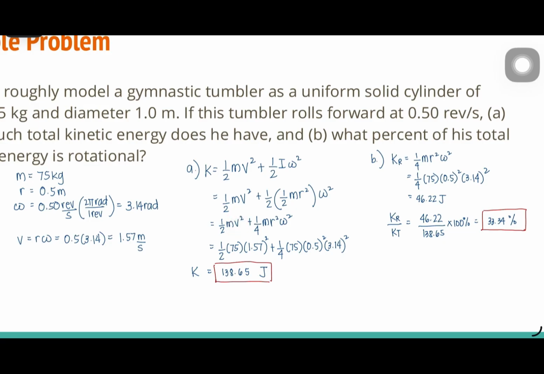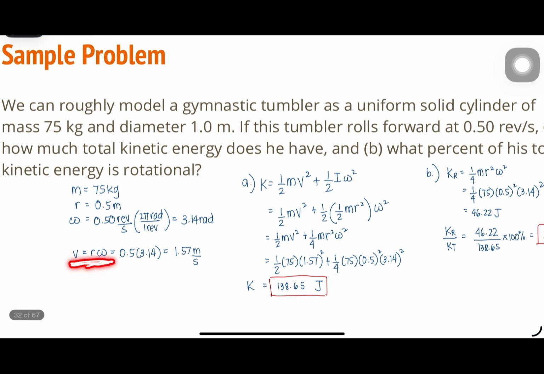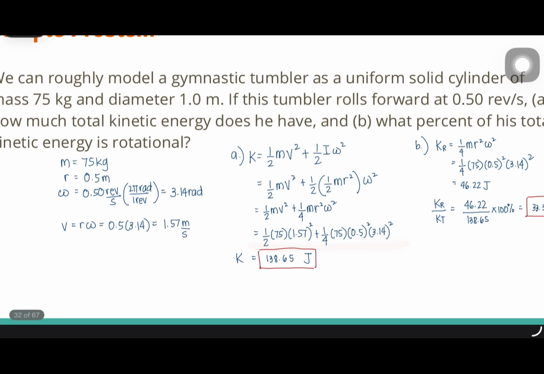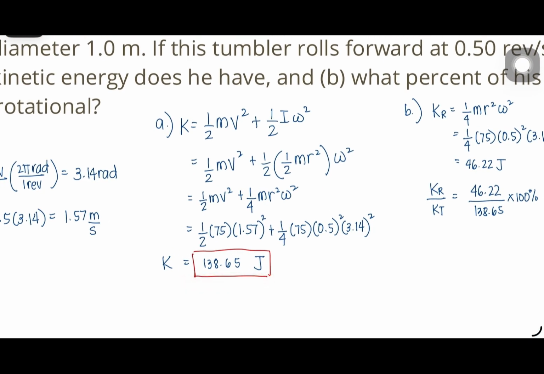Para makuha natin yung velocity ng translational motion, so magagamit natin yung formulang r times omega. So meron tayong radius 0.5, then yung omega na given 3.14. Ang makukuha natin is 1.57 meter per second. So just substitute all the given variables. So meron na kompleto lahat. Makukuha nating total kinetic energy is 138.65 joules.